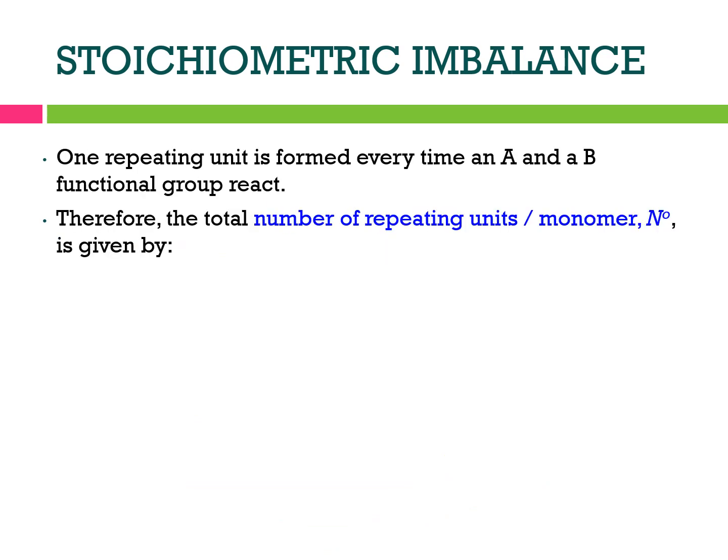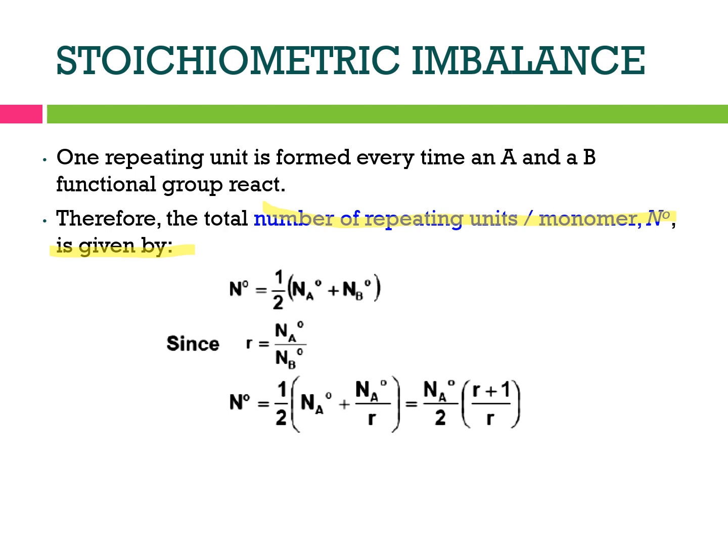Therefore, the total number of repeating units of initial monomer is given by this equation: the initial number of repeating units equals half times the initial functional group A plus the initial functional group A divided by the stoichiometric imbalance, which equals the initial functional group of A divided by 2 times R plus 1 divided by R.